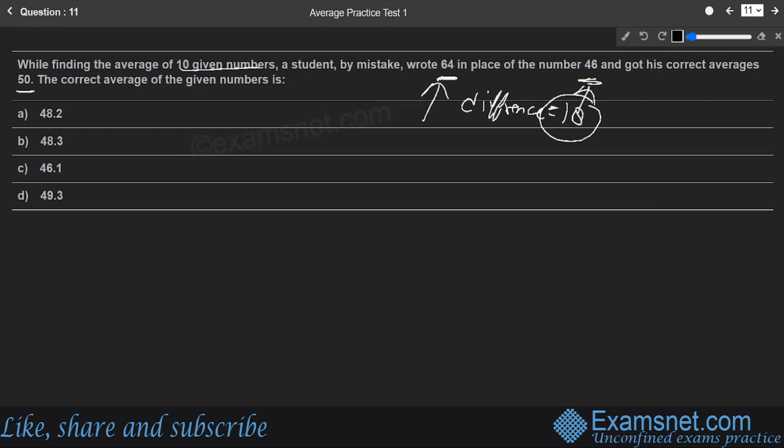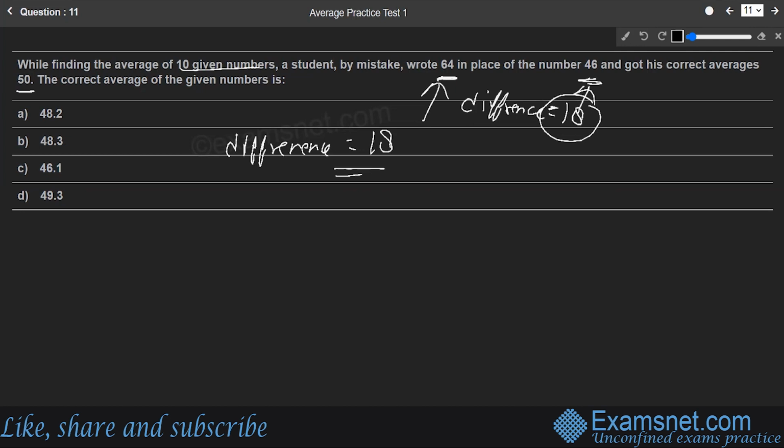So let us try to do it. So what we can do is, we are finding out the average of 10 given numbers. The student by mistake wrote 64. So let us find out the wrong one, as they say. We don't know the exact numbers. What is the difference? The difference that he has made mistakenly is already given to us to be 18. So that is the 18, the difference that has been created. The number of given numbers is 10. So he has calculated the average to be 50.